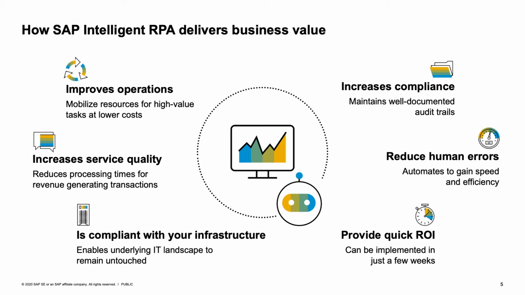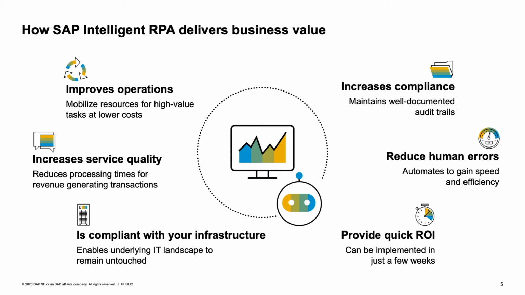It, of course, increases service quality. A very common use case for RPA, of course, is in call centers of banks, of insurance companies. And there you will find that this really helps call center agents to, for instance, focus on their customers, whereas mundane tasks are done by bots. And of course, it improves your operations because you can mobilize resources for high value tasks at lower costs.